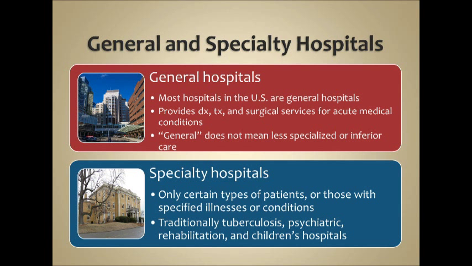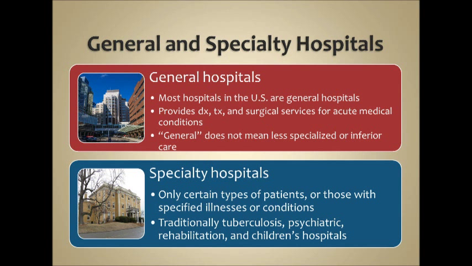But let's go up to the top of the slide and first talk about general hospitals. Most hospitals in the US are general hospitals, and so it becomes kind of difficult to explain what they are because it seems like almost all of them are. They provide diagnosis, treatment, and surgical services for acute medical conditions. Well, that just sounds like every hospital, right? General does not mean it's less specialized or there's inferior care. I know when people are psychiatrically hospitalized at Massachusetts General, they get pretty good care.